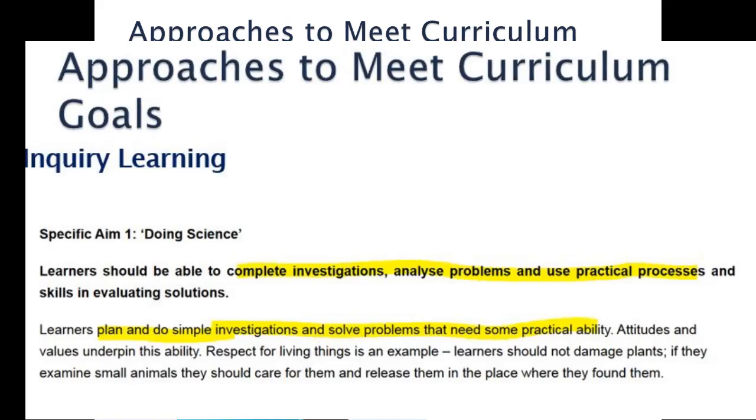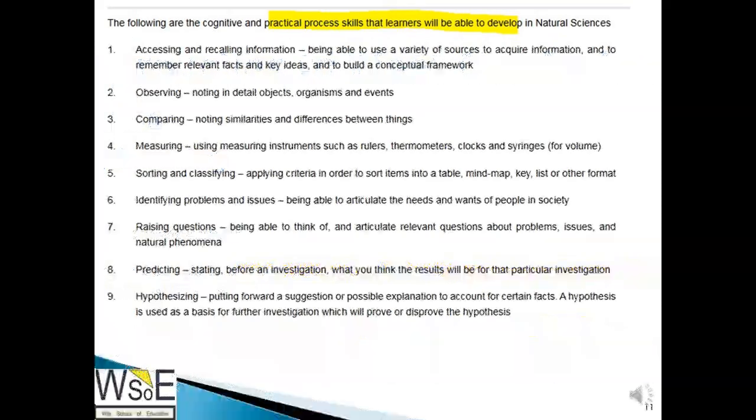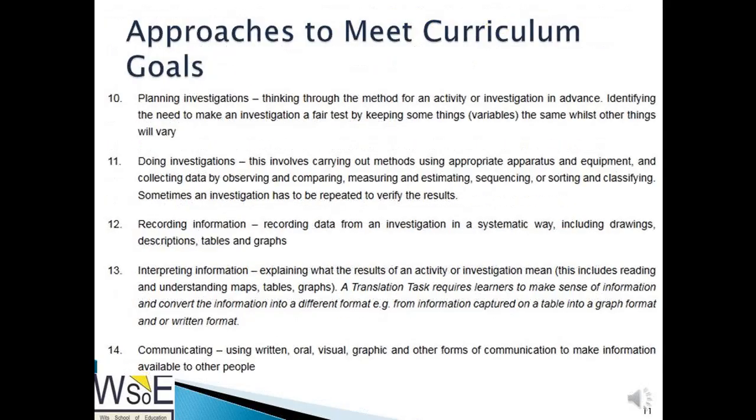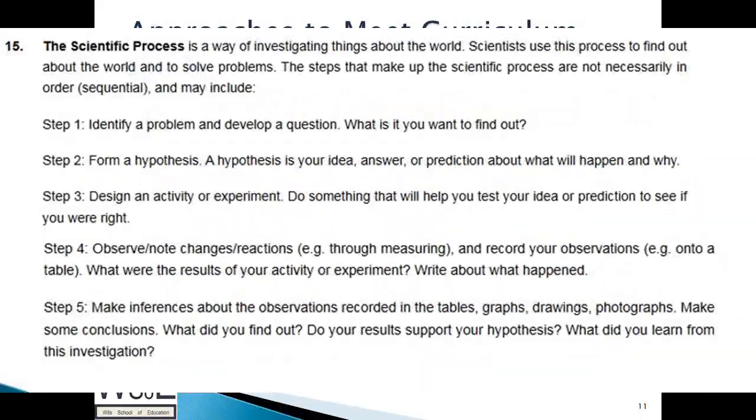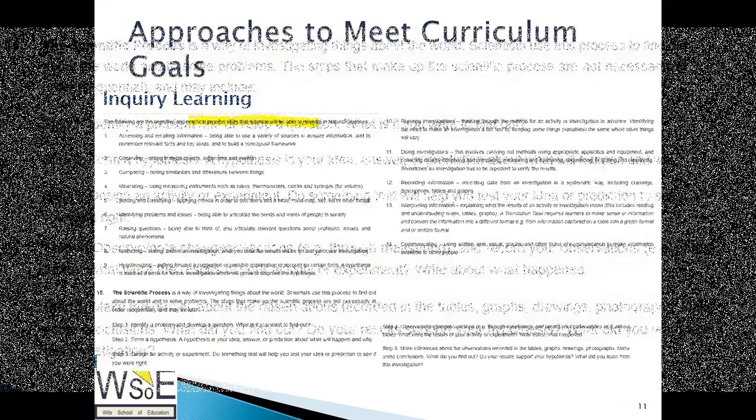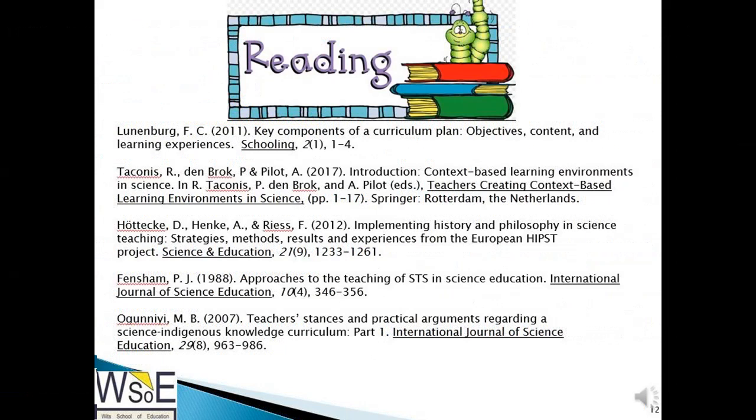And the list of scientific process skills: accessing information, observing, comparing, measuring, sorting and classifying, identifying problems and issues, raising questions, predicting and hypothesizing, planning, doing investigations, recording information, interpreting that information, and communicating their findings. Then number 15 deals specifically with the scientific process and the fact that problems must be identified, you form a hypothesis, you design, you observe, you make inferences. So yes, there's definitely room for inquiry-based learning.